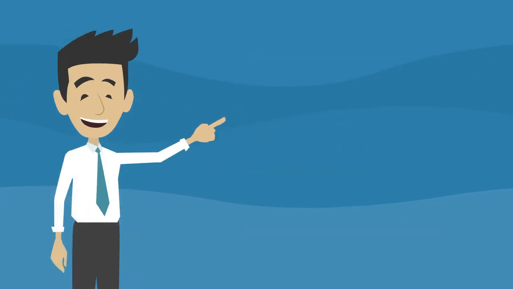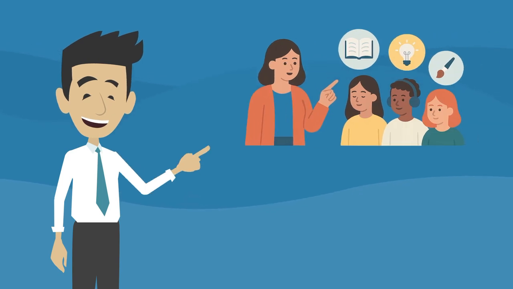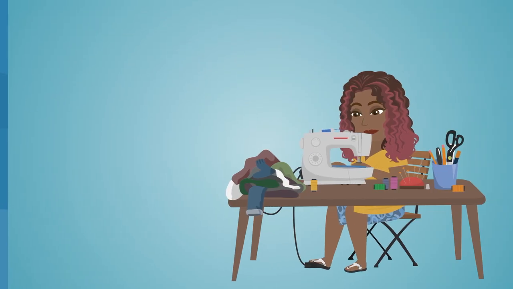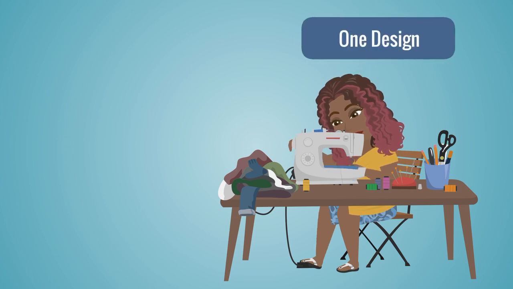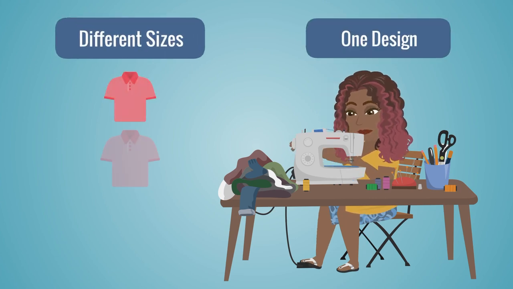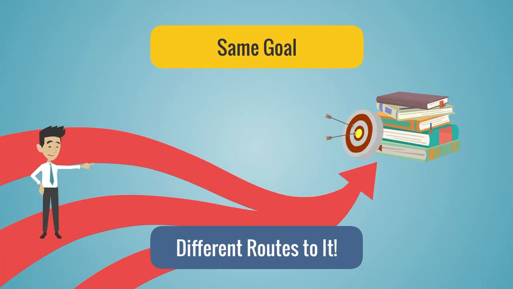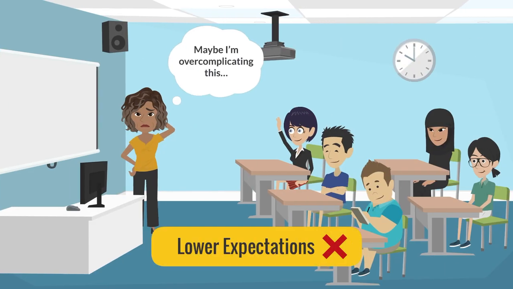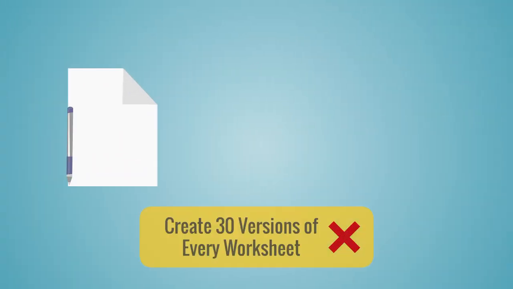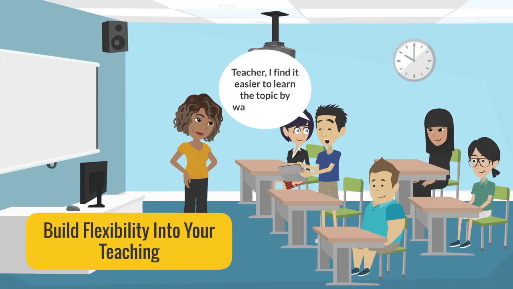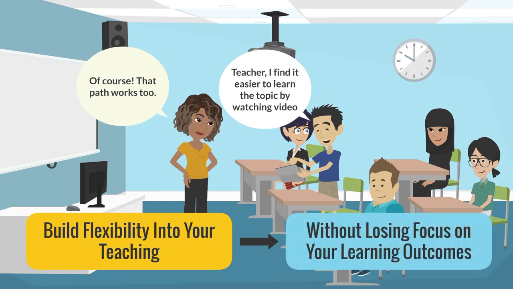At its core, differentiation is simply this: adapting teaching to meet the needs of different learners. Imagine you're a tailor. You have one design, but different sizes. That's what differentiation looks like. The same goal, different routes to get there. It's not about lowering expectations or creating 30 versions of every worksheet. It's about building flexibility into your teaching without losing focus on your learning outcomes.